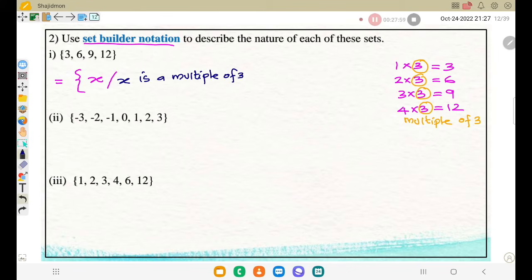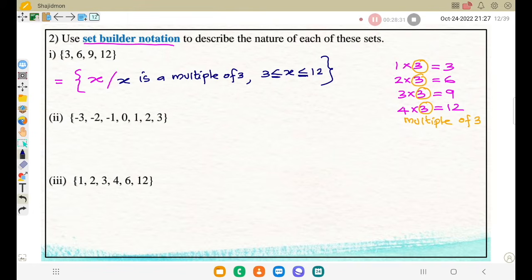Multiple of 3, correct. And you can write from where to where is the multiple: 3 less than or equal to x less than or equal to 12. In between 3 and 12, what are the multiples of the number 3, correct. 3 is also included, 12 is also included, because I am using the equal to symbol also. This is the easier way. You can write another way also, but this is the easier way. x is a multiple of 3, comma, 3 less than or equal to x less than or equal to 12. So that is the first question.